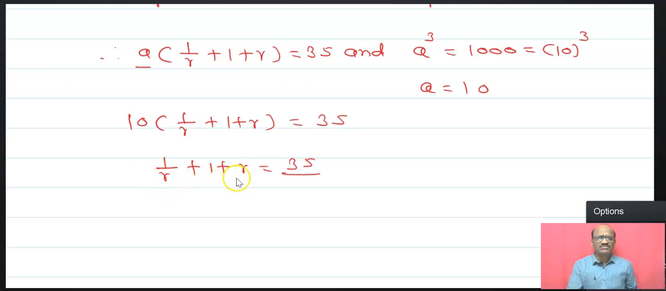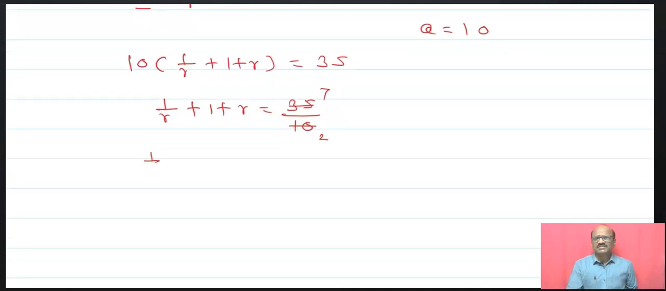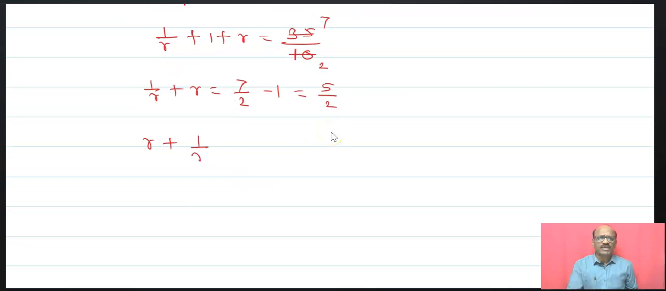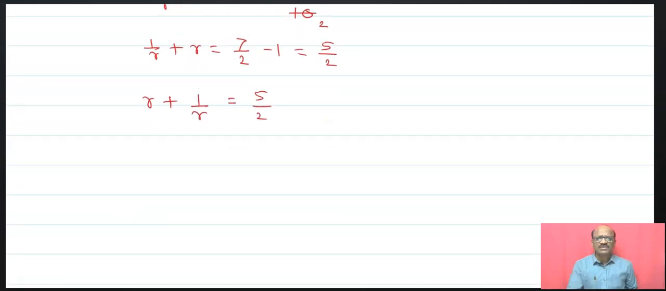Therefore, 1 upon R plus 1 plus R equals 35 upon 10. Now, see this, we can divide by 5, that is 1 upon R plus R equals 7 upon 2 minus 1, and that equals 5 upon 2, that is 2 into 1, that is 2, 7 minus 2 is 5 upon 2. Now simplify this, multiply on both sides by 2R, then you get the quadratic equation in R.